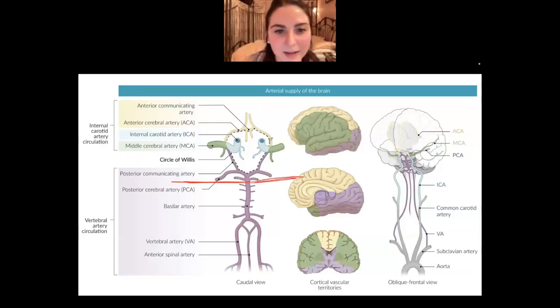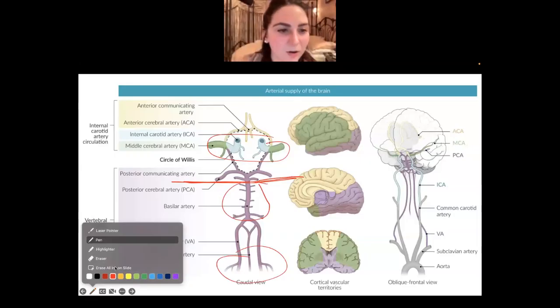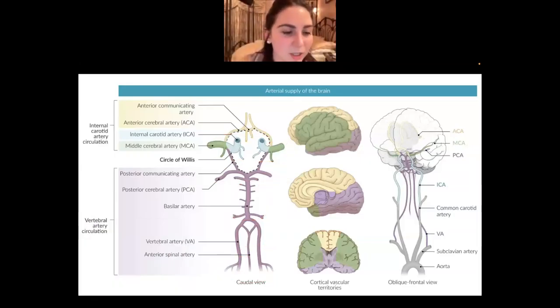And just don't forget, people are always tempted to say, oh, this is ACA, this is MCA, and this is PCA. They think this whole thing is the circle of Willis. And remember, it's not. Remember, the circle is just the alien's head.